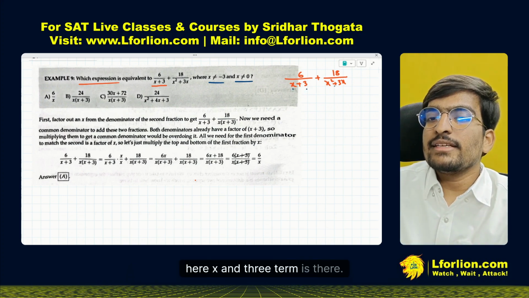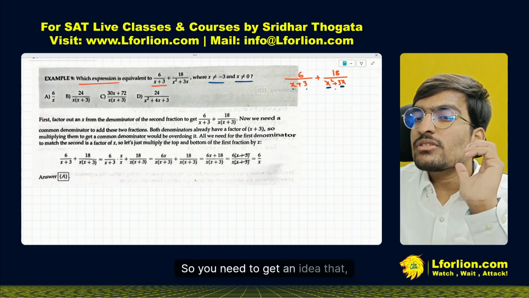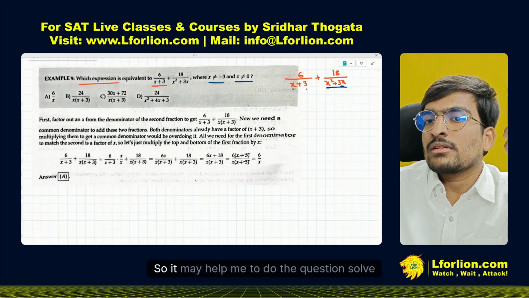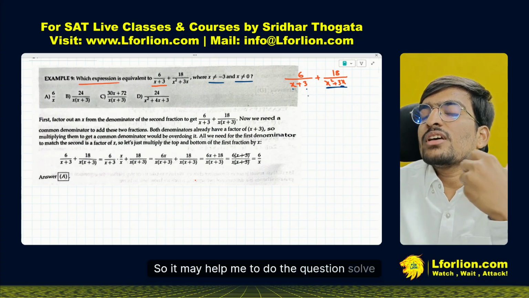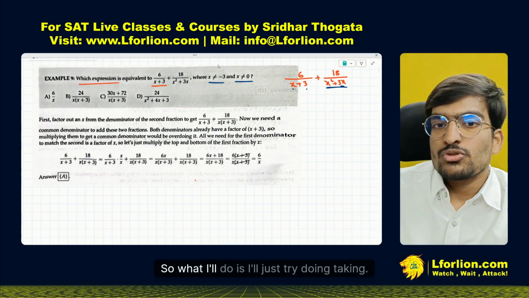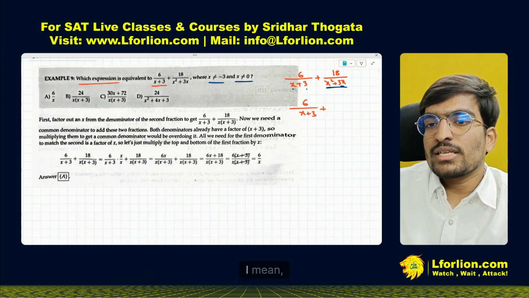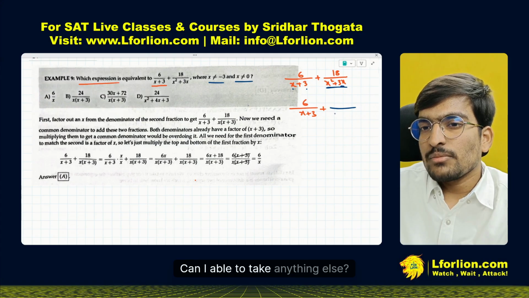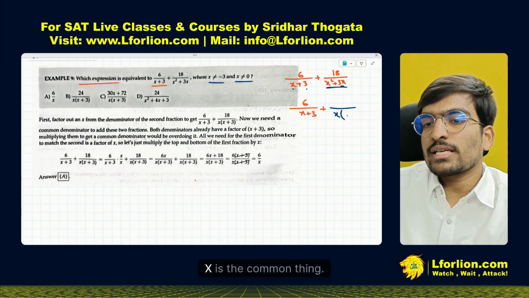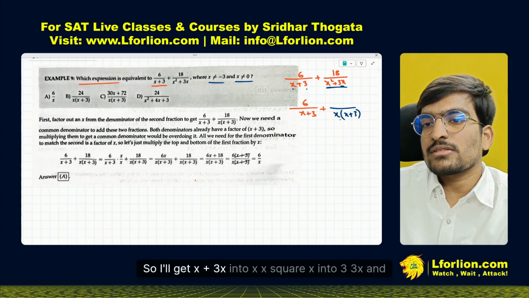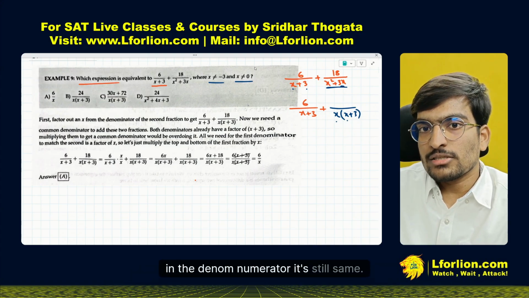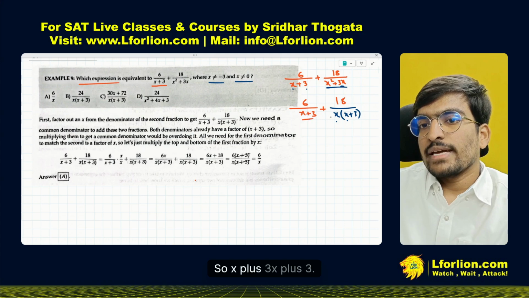Here the x and 3 terms are there, and here the x and 3 terms are there, so you need to get an idea that I can make something common out of this second denominator, so it may help me to solve the question quicker. So I'll take x common in the denominator. Can I take anything else? Okay, I can take only x. x is the common thing. So I'll get x times (x plus 3): x into x square, x into 3, 3x. And in the numerator, it's still the same. So 6 over (x plus 3), 18 over x(x plus 3).